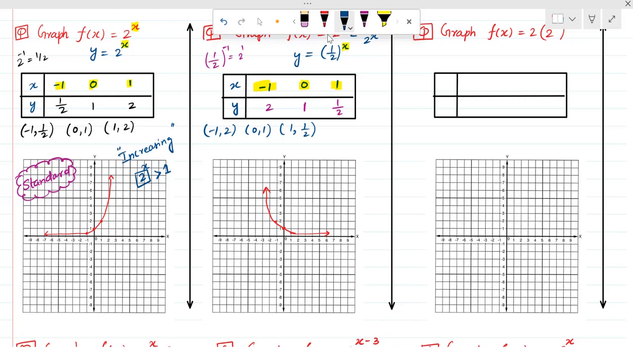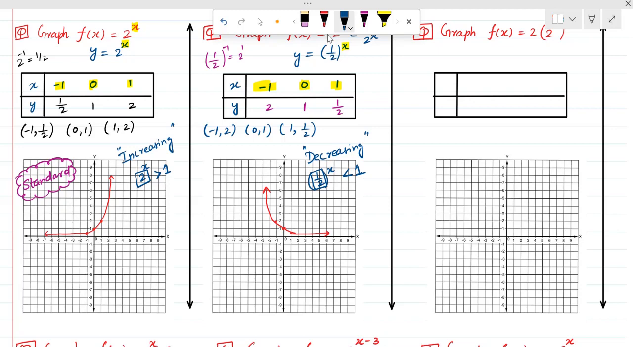When you find this one, it is decreasing. It is going downward. Therefore, it is decreasing. Why is it decreasing? Because the value is 1 over 2 to the power x. Since the value 1 over 2 is less than 1, whenever you have a value less than 1, you will find the graph is decreasing. Whenever the value is more than 1, it is an increasing function.